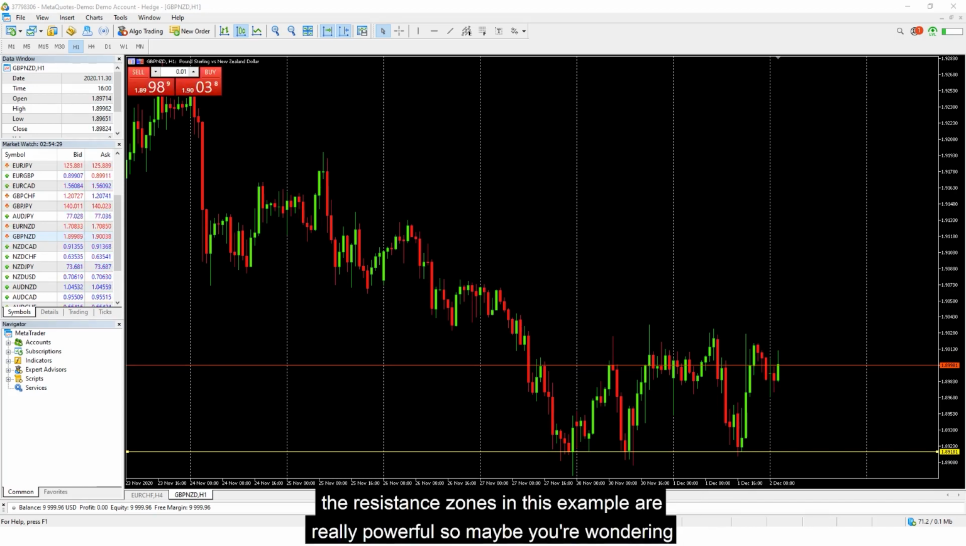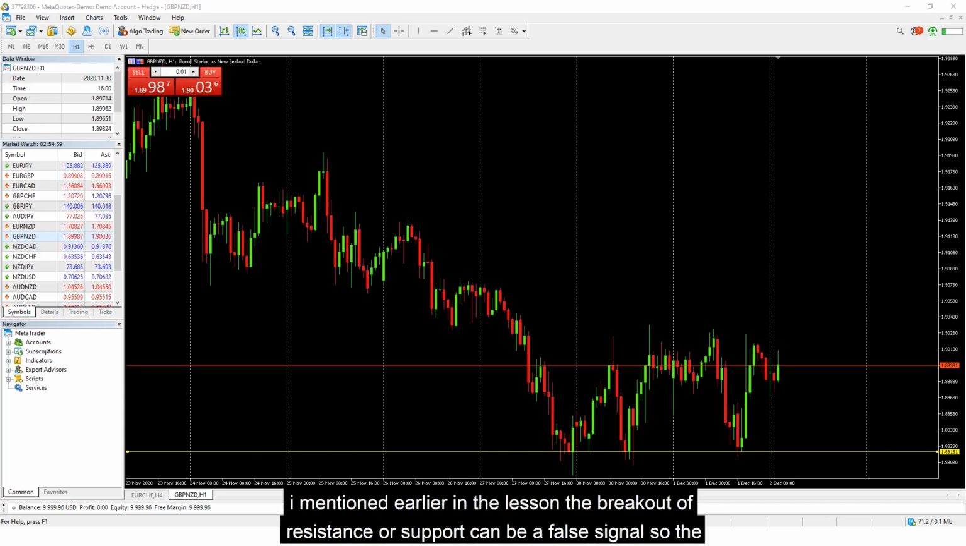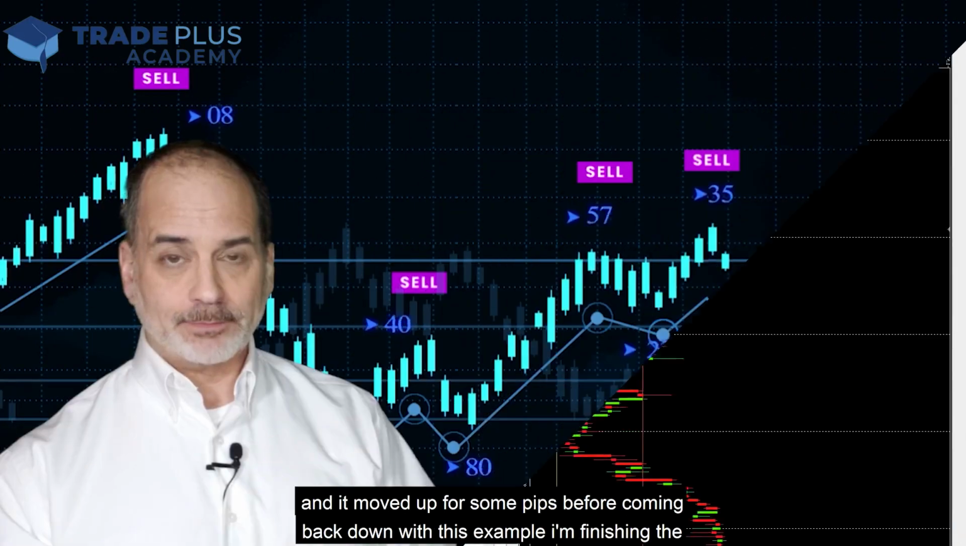The resistance zones in this example are really powerful. So maybe you're wondering why the price broke the resistance zone and went down again. Well, that's a fake breakout, as I mentioned earlier in the lesson. The breakout of resistance or support can be a false signal. So the same scenario happened with the resistance zone. The price broke the resistance zone at 1.89981 and it moved up for some pips before coming back down.